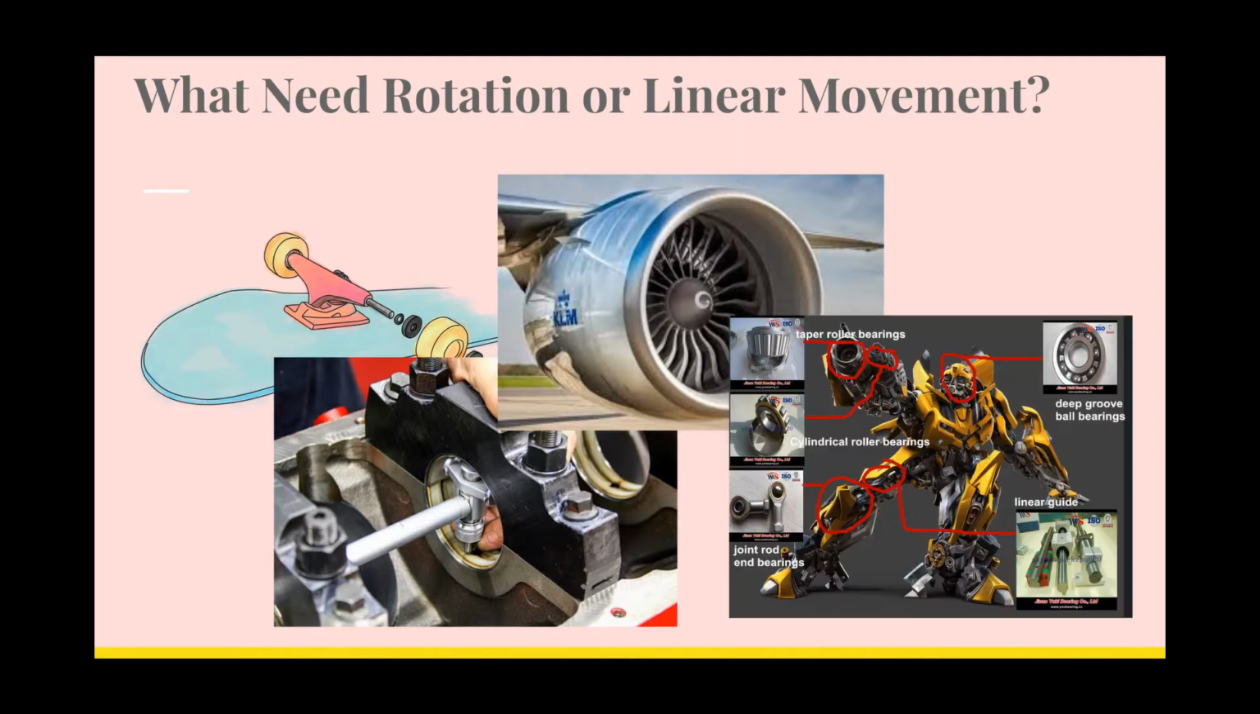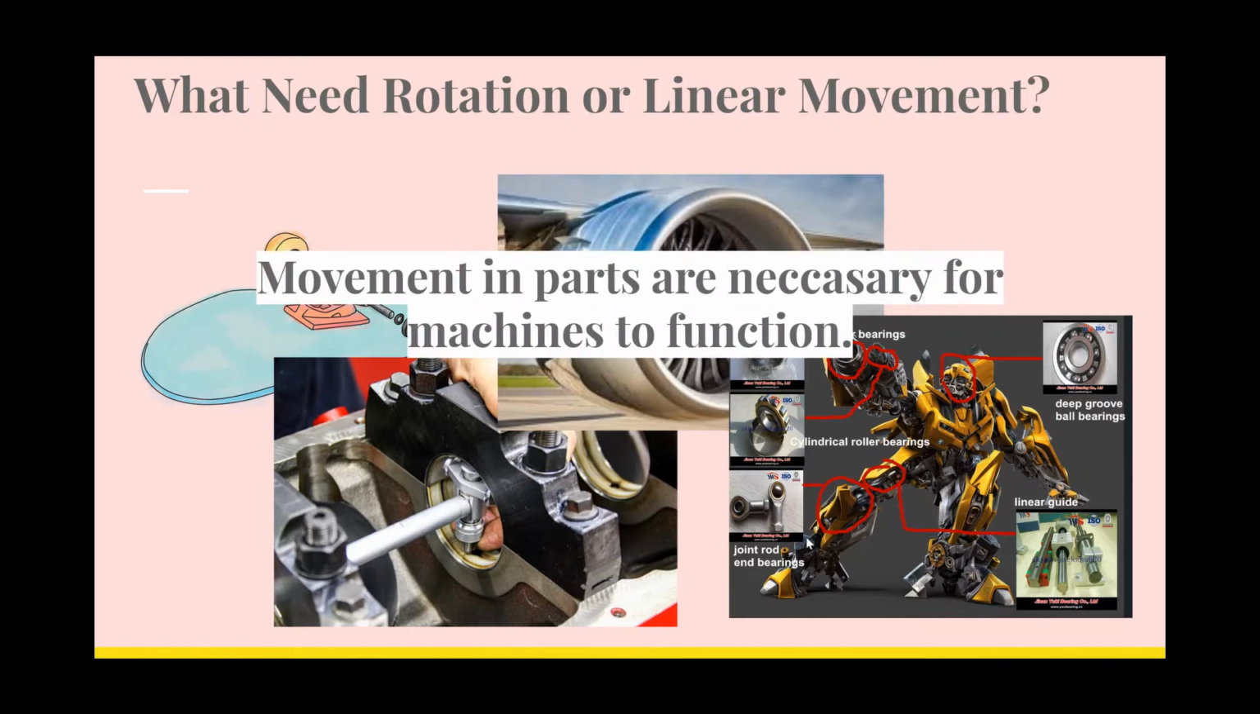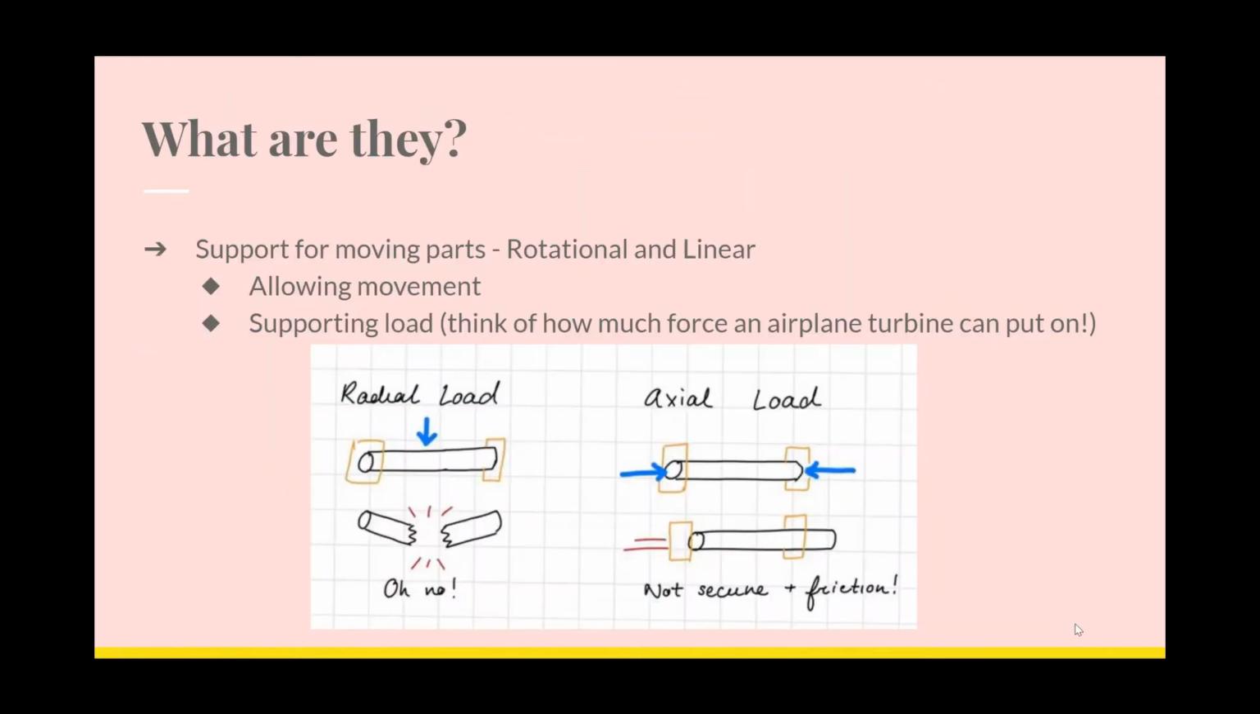And most importantly, transformers. It has so many moving parts, all the joints are moving, the motors are moving, and the eyes are moving. So it is very clear how crucial the machine elements are and how the support of these movements should be studied. Movement and parts are necessary for machines to function. So bearings can help. What are bearings?